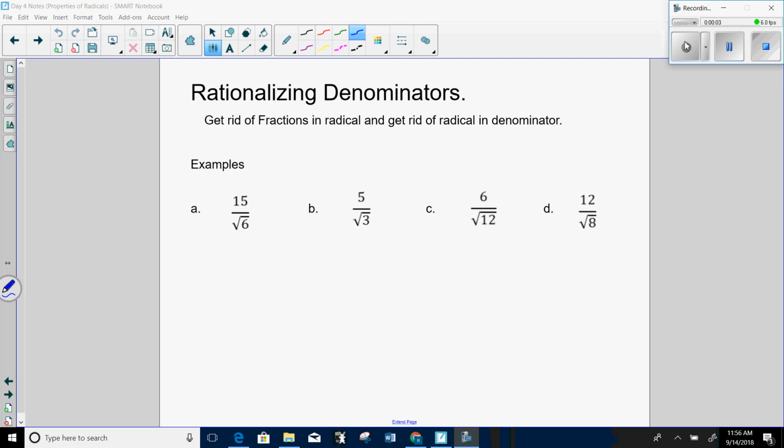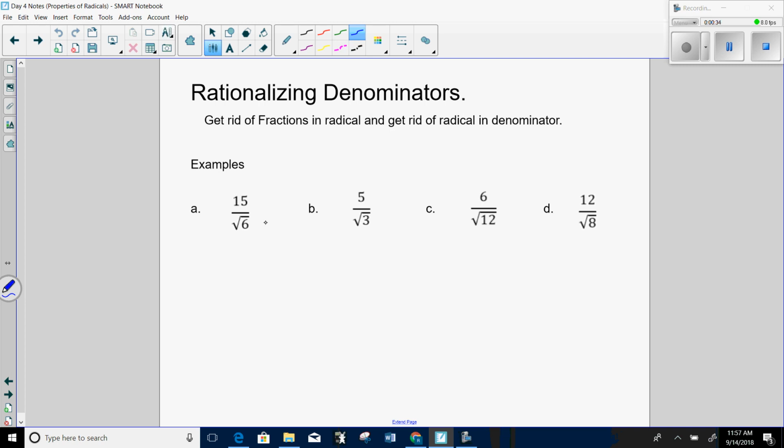Today's lesson is going to be how to rationalize denominators of fractions. So if you look at this, we have 15 over the square root of 6. Well, 15 over the square root of 6 has a square root of 6 in the denominator. If you think about what type of number the square root of 6 is, that's called an irrational number. I want my denominator to only have rational numbers in it. So this is an irrational number, and I need to get that irrational number to become a rational number.